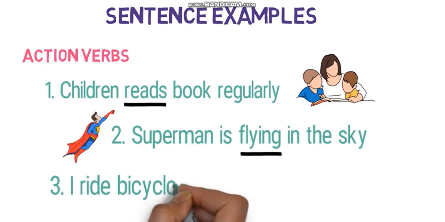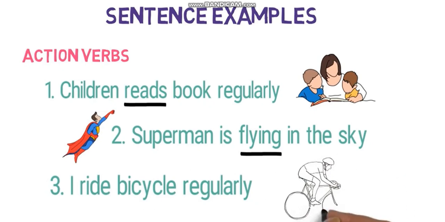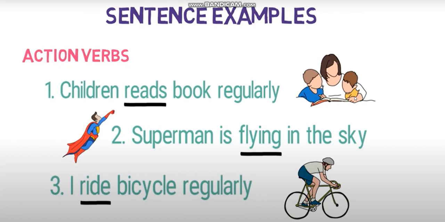Third, I ride a bicycle regularly. Here, what is the action that I perform with the cycle? It is riding. So, ride is an action verb. Yes, you can see in all three sentences, reads, flying, ride are basically an action performed by a person or persons. Okay, so any action, any type of work which is being carried out is known as a verb.